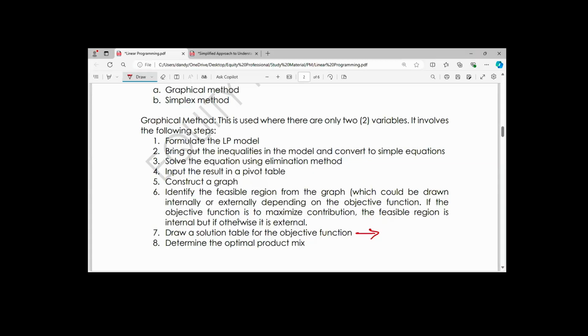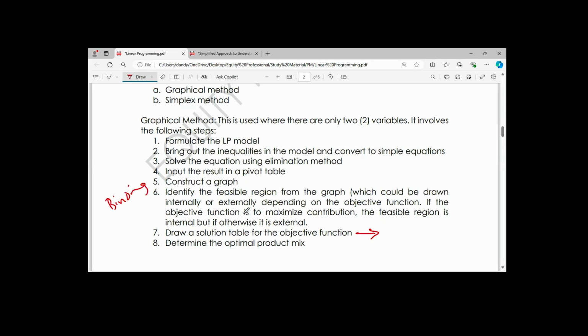And that's why we say shadow price is the extra contribution derivable from the additional units of limited scarce resources that are fully utilized at the optimal level of activity. It should be noted that only binding constraints have shadow price. So the binding constraints are the ones at the optimal level of activity.